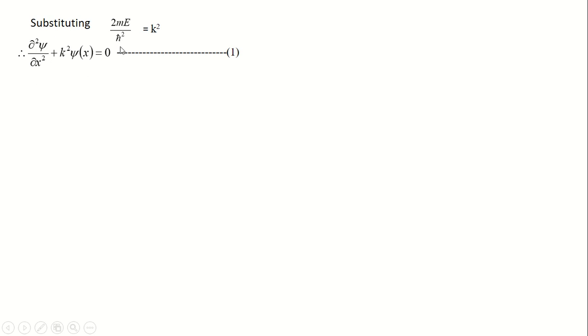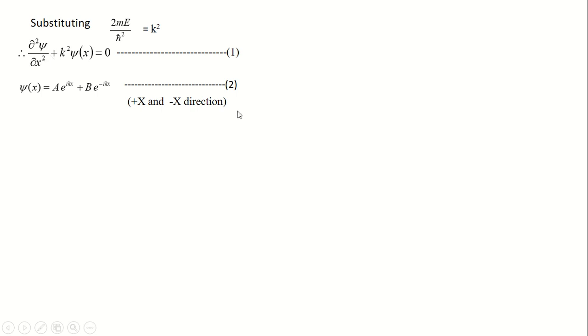Now this equation is just like the equation for simple harmonic motion, and therefore we can write the solution for this as ψ(x) = A e^(ikx) + B e^(-ikx), since the particle is moving in the positive x direction and the negative x direction. Okay, so this is the solution for equation 1, and this is our equation 2.